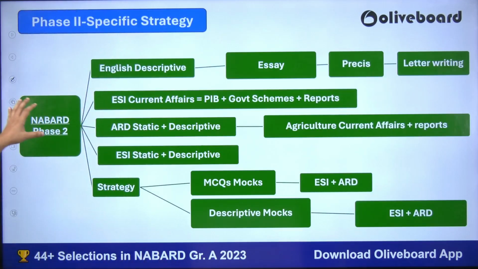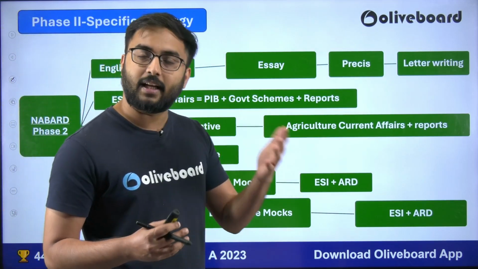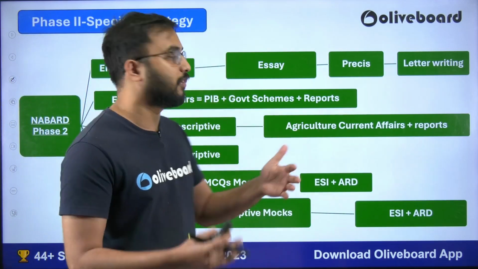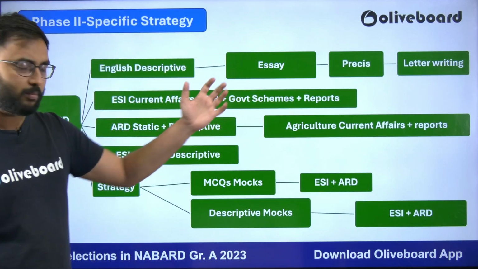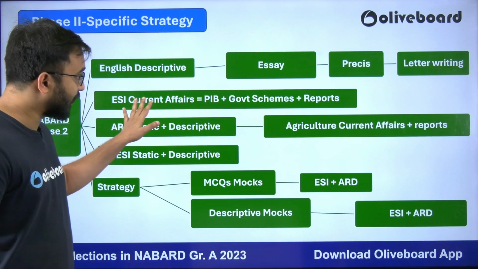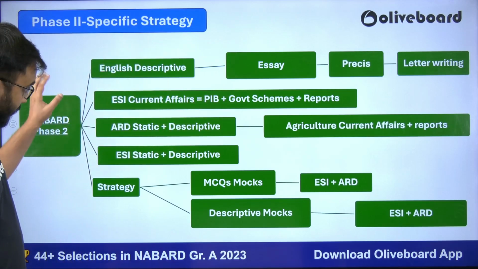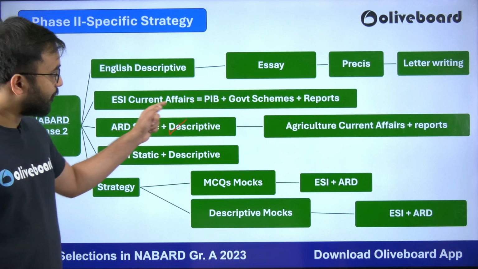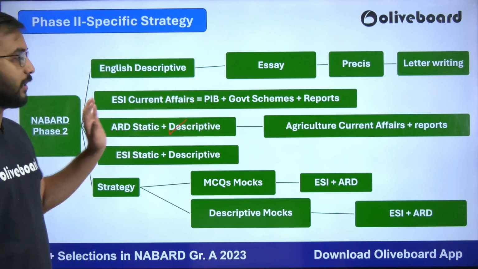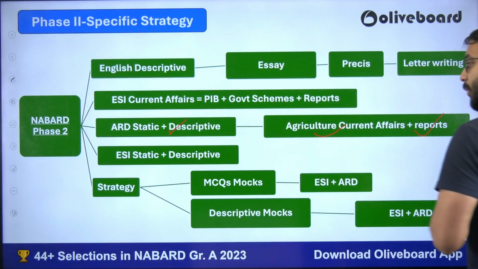So if you look at it, NABARD phase 2 is broadly categorized into ESI, ARD, and English descriptive. But if you break it down further, these are all the topics. For English, it's essay, précis, letter. Pretty much clear. ESI current affairs, which includes PIB and government schemes and reports. ARD static, plus descriptive answers related to the ARD static topics. Then ARD current affairs and reports, which are also very, very important.